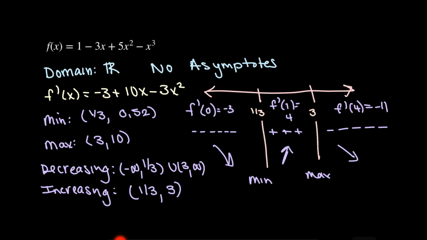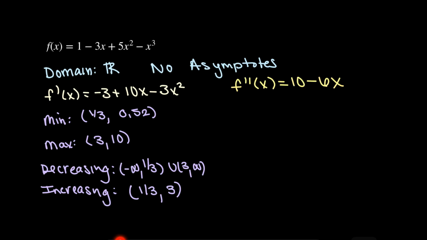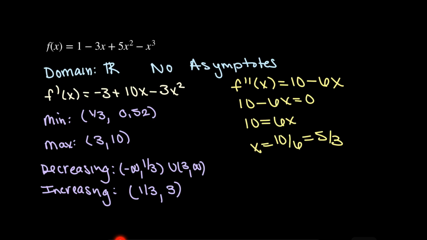Now let's do something similar but with the second derivative. So my second derivative is going to be 10 minus 6x. I'm going to set that equal to 0 and solve for x. I got x equal 10 over 6, or 5/3. So the second derivative is 0 when x is 5/3.